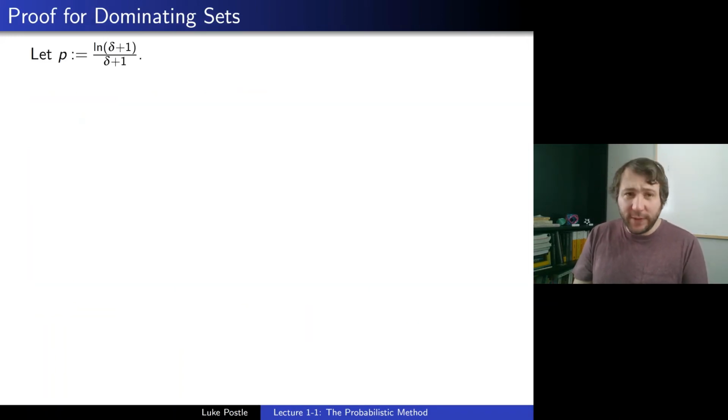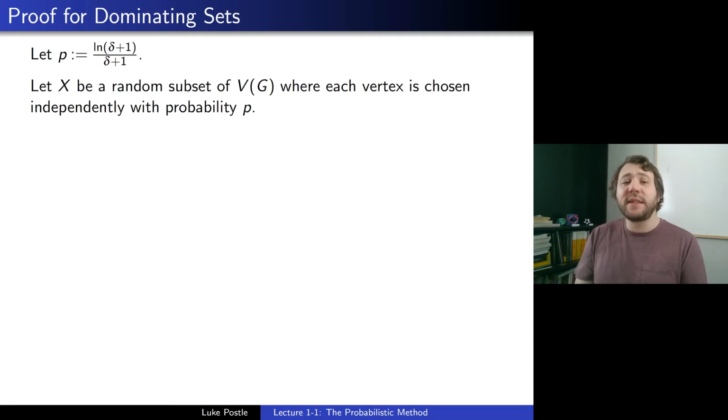So let's do the proof. Let p, that's going to be our picking probability here, be ln of delta plus 1 over delta plus 1. That should be reminiscent from the theorem. I haven't told you why we've chosen that, so we'll talk at the end about where this number came from, but let's just say that that is the number. And then we'll let X be a random subset of V of G, where each vertex is chosen independently with probability p. So we're picking them independently.